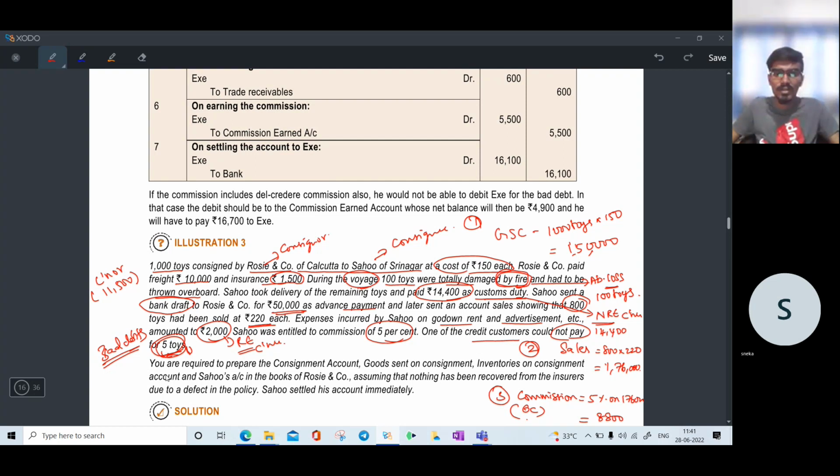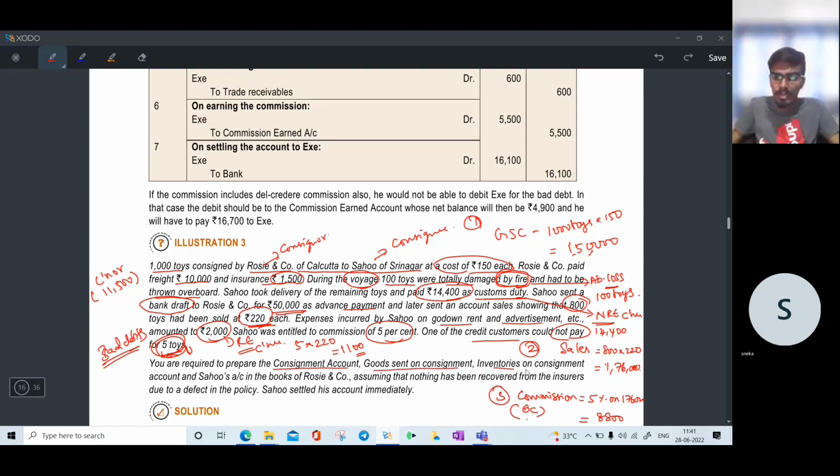Cost price? No, you should not write it at cost price because we are selling to them at 220 rupees. So 5 toys into 220. Total is how much? 1,100, right? Okay, then what they are asking: you are required to prepare the consignment account.